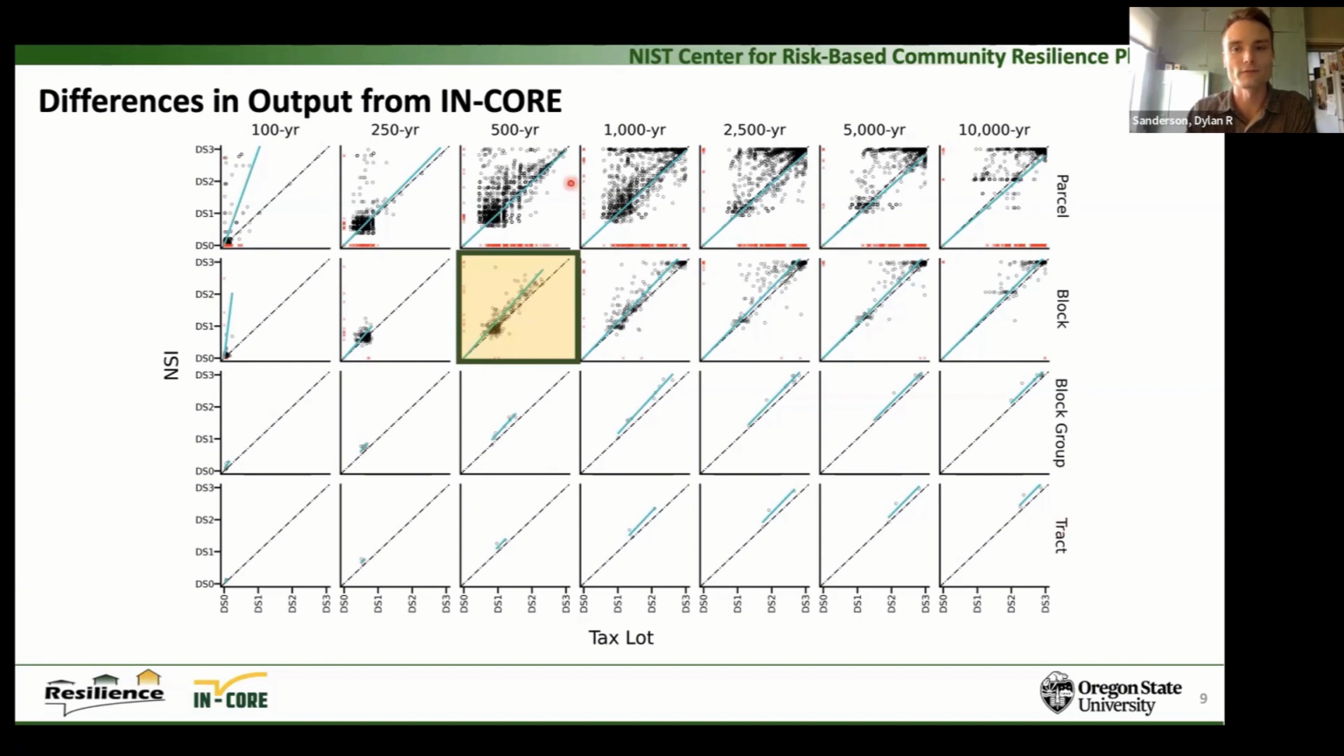And so you can see, for example, at the 500-year recurrence interval at the parcel level, that spread of data, and then it gets a little bit tighter once you increase the spatial scale we're aggregating things at. Then also looking across the recurrence intervals, you can see for the 10,000-year event how everything gets clustered up in that top right corner, everything gets wiped out. For the 100-year event, things are clustered down in that bottom left corner where there's not much damage. There's a lot of variation in these mid recurrence intervals.